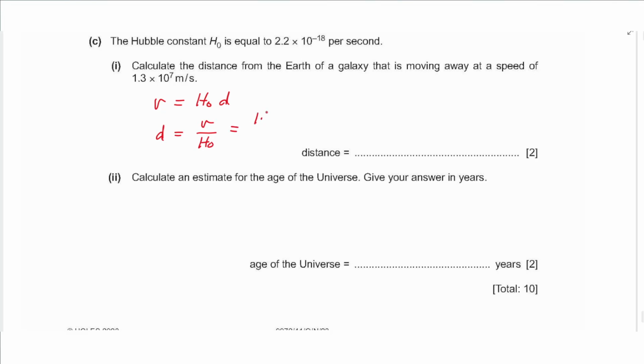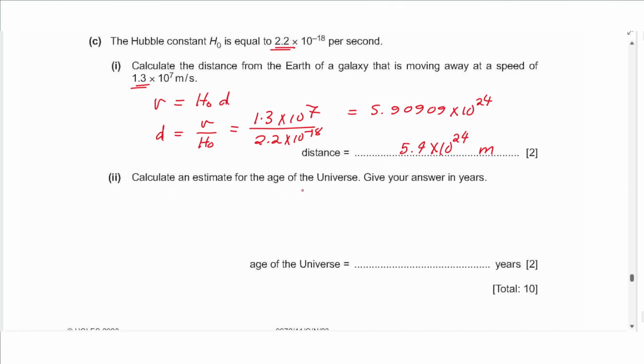And we have 1.3 times 10 to the power of 7 divided by 2.2 times 10 to the power of negative 18. That gives an answer of 5.90909 times 10 to the power of 24. So we can approximate that to two significant figures, since this is to two significant figures and this is 2. So we write it as 5.9 times 10 to the power of 24, and this is a distance, so the answer is in meters. Part II says calculate an estimate for the age of the universe.